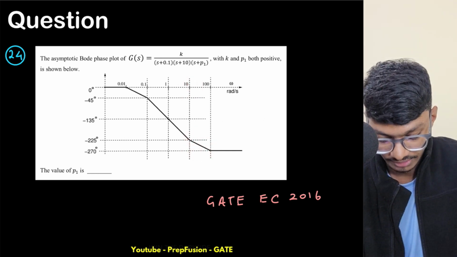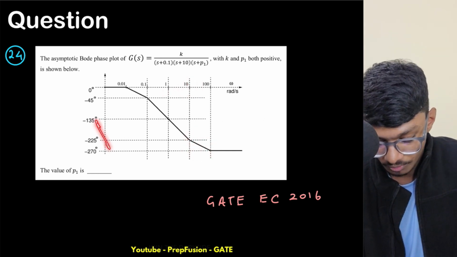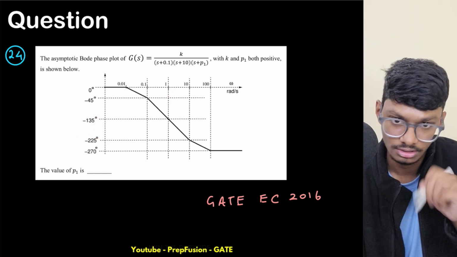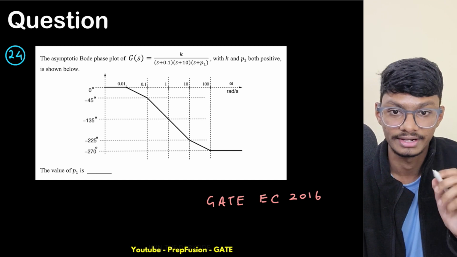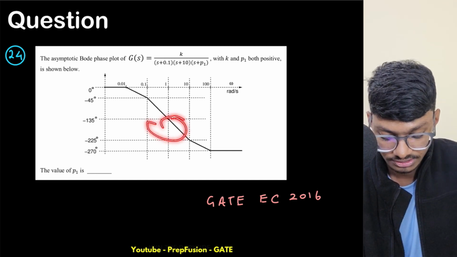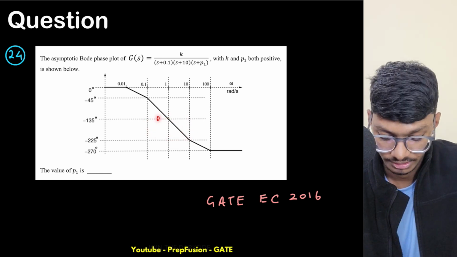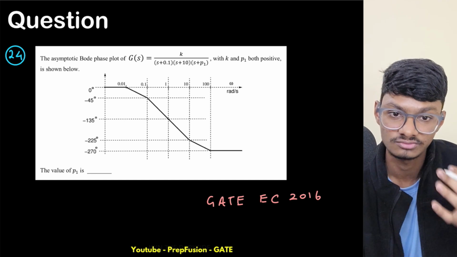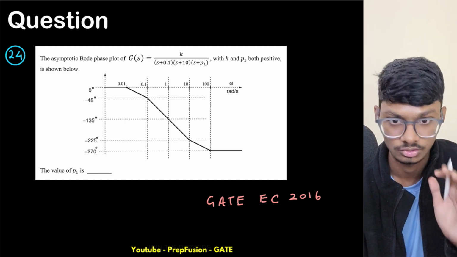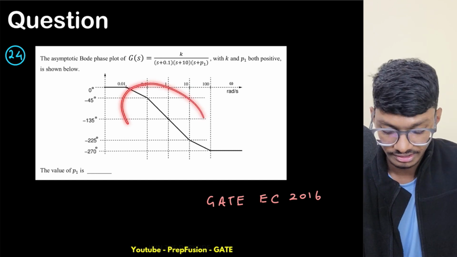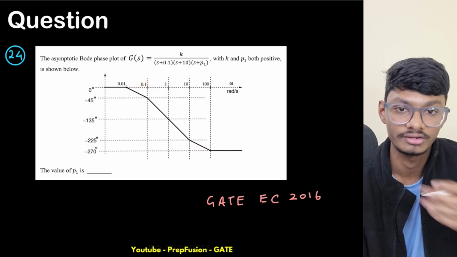But if I travel from 1 to 10, again my slope becomes minus 90. You see, 1 decade I am traveling, and I am traveling 90 degrees in the negative direction. So my slope is minus 90 degrees per decade again. So what is this telling me? This region is telling me I have another pole around here, which is contributing a further minus 45 degrees per decade slope. So this pole is contributing minus 45 degrees per decade, but another pole is there somewhere in this region which is contributing another 45 degrees per decade.